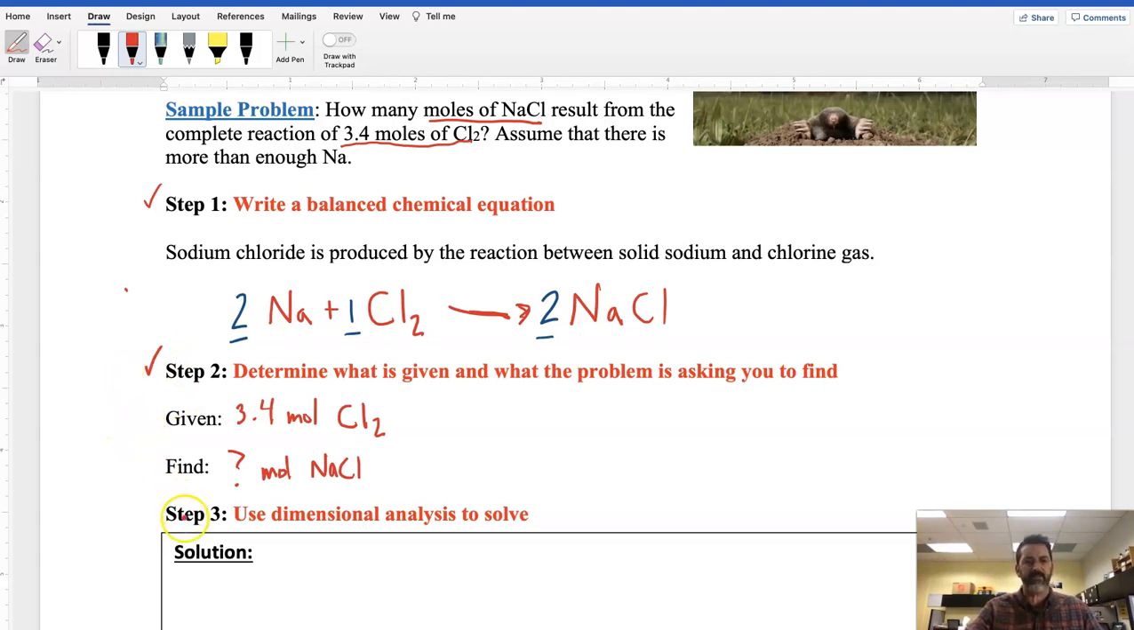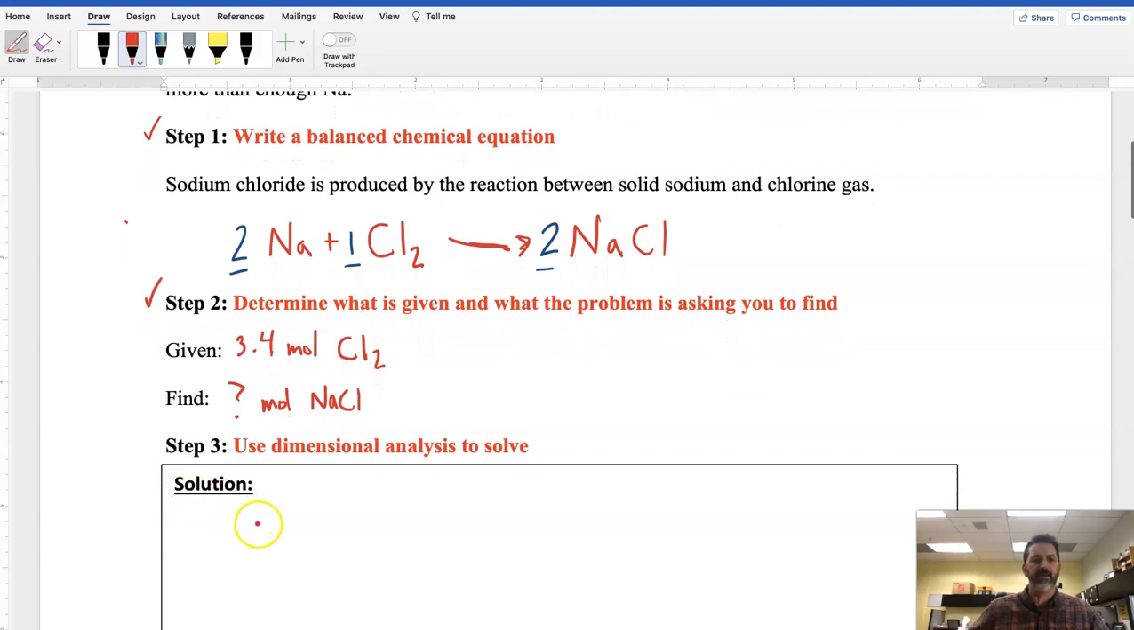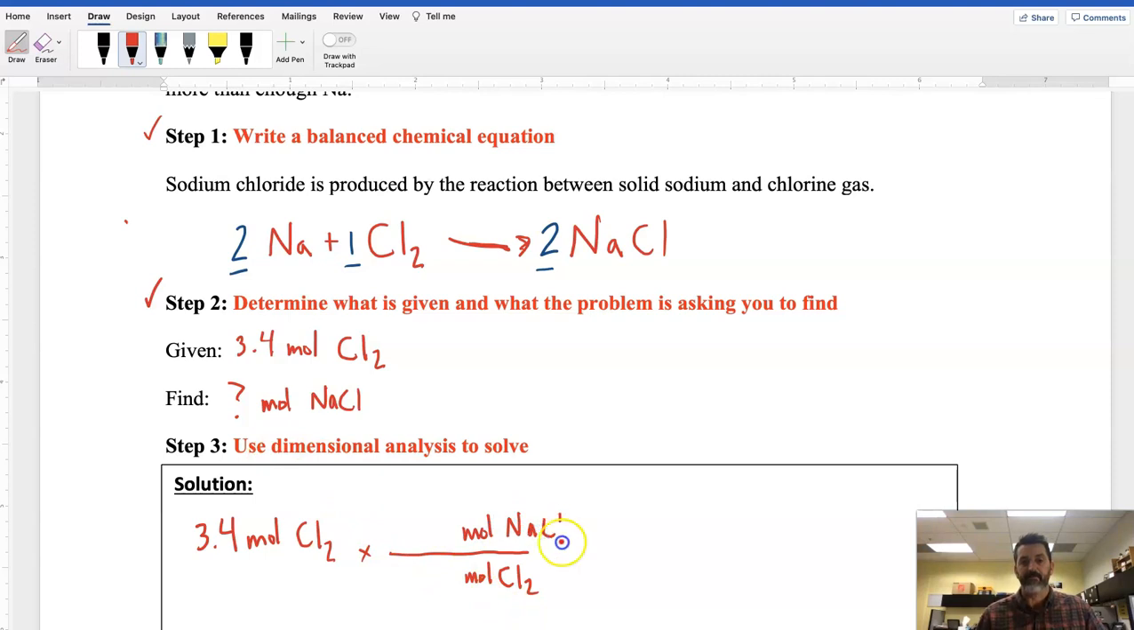So now the last step is that we're just going to use some dimensional analysis. I'm going to slide this up a little bit so we can see this, but we're always going to start with what is given, moles of chlorine, and then I want to get to moles of sodium chloride. Now, dimensional analysis. I know that moles of chlorine has to go on the bottom because I have to cancel that out. What do I want to get to? Moles of sodium chloride. Okay, now I need some sort of mole ratio.